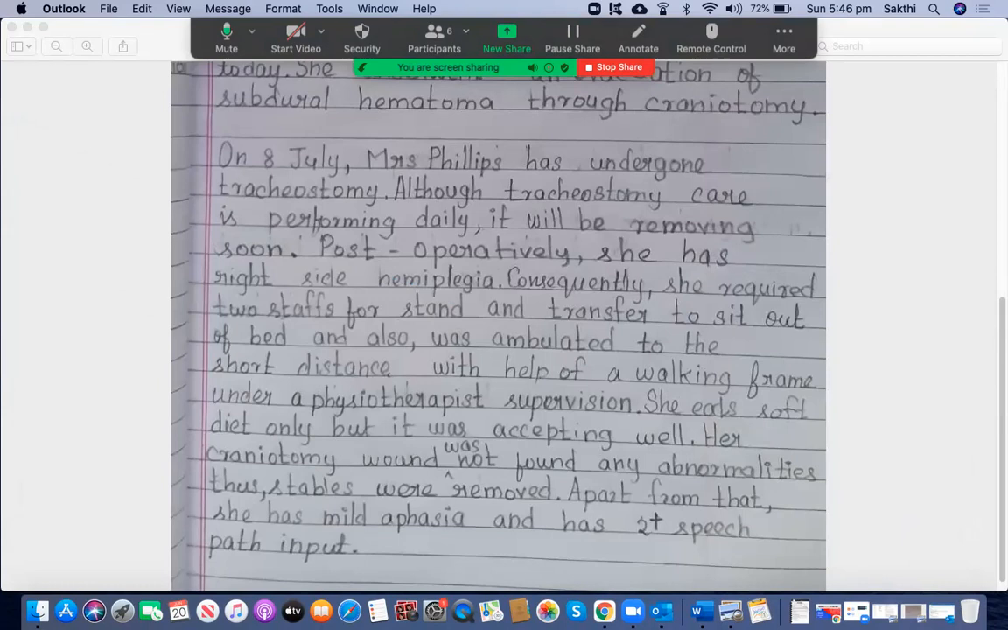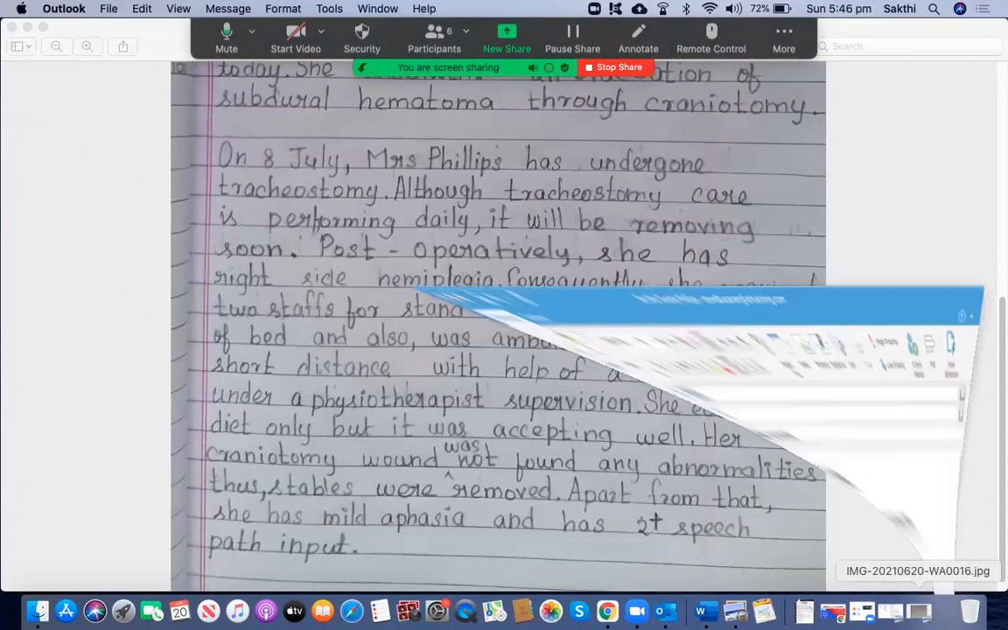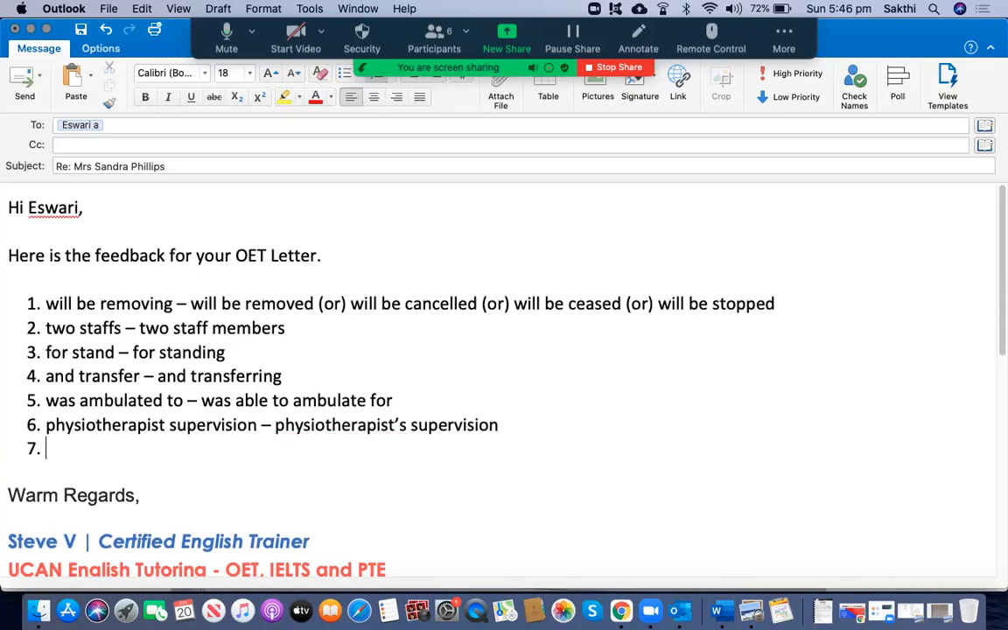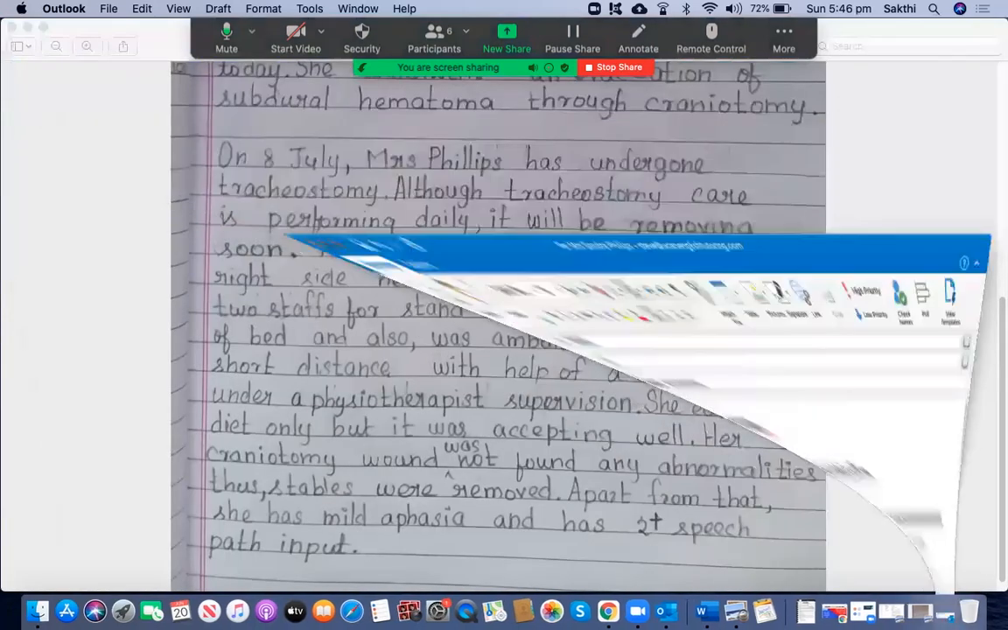Under a physiotherapist supervision, that's wrong. You should have put an apostrophe after that. It's really important that you use the possessive nouns: physiotherapist's supervision. Sorry, it should be physio. Yep, good. All right, let's go to the next one.